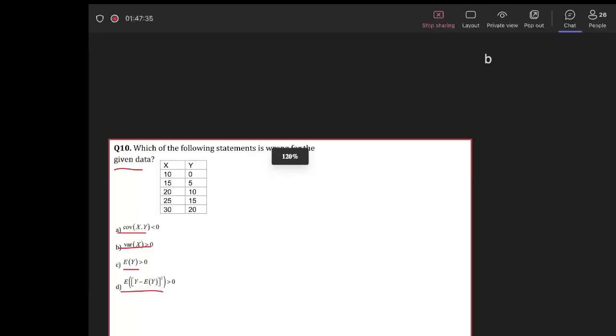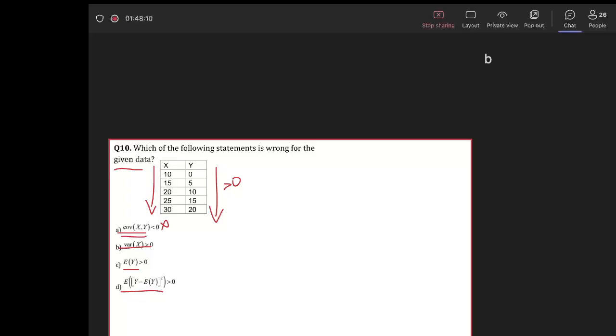So the first option is about the covariance of x comma y. Here we can try to find if there is any trend between x and y. We can see that the values of x are increasing from 10 to 30 and the values of y are also increasing. So definitely the covariance has to be greater than 0. It can't be less than 0. So just based on this observation, we can say that option A is not correct.